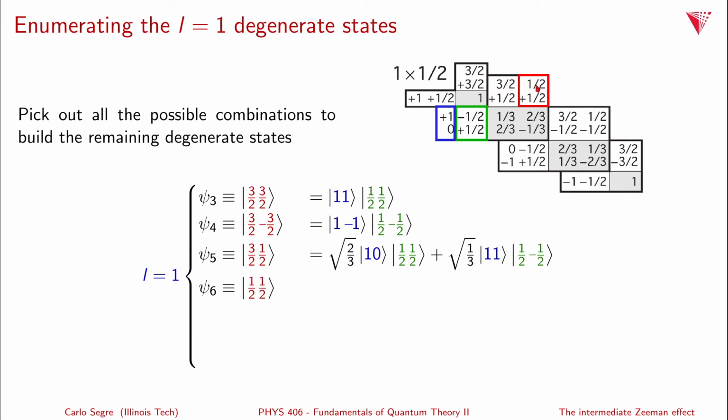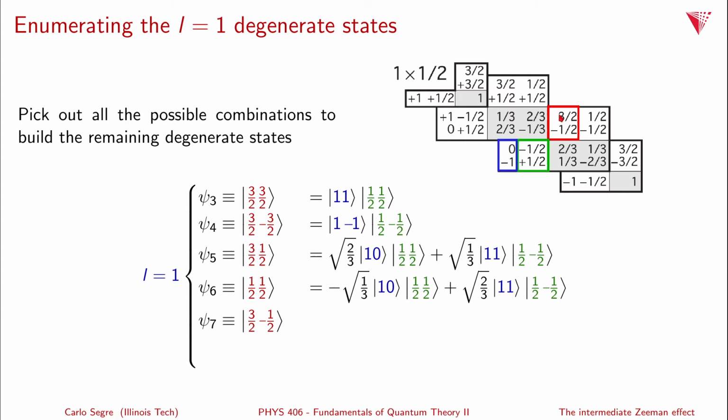Now I'm going to include this one because the product includes both the same states. The 1/2, 1/2 state, we're going to call that psi 6. And that is square root of 1/3 times the 1, 0 state times the 1/2, 1/2 state, minus... plus square root of 2/3 times the 1, 1 and 1/2, minus 1/2 states.